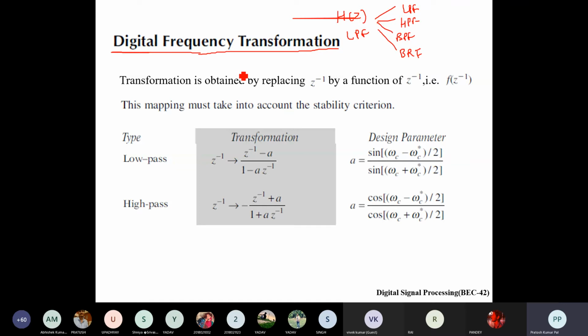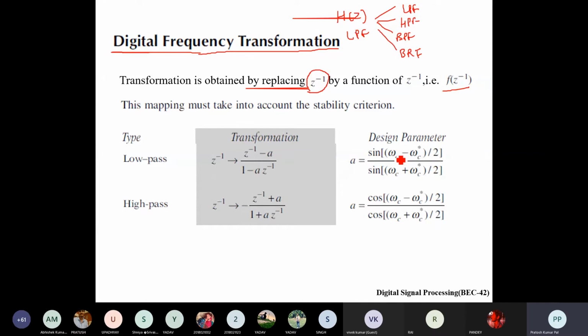Here, in the digital form of the transfer function of a low pass filter, we will be replacing z to the power minus 1 with a function of z to the power minus 1. Suppose a low pass filter is given, and we need to change its cutoff frequency. In that case, we replace z inverse by z inverse minus alpha divided by 1 minus alpha z inverse.